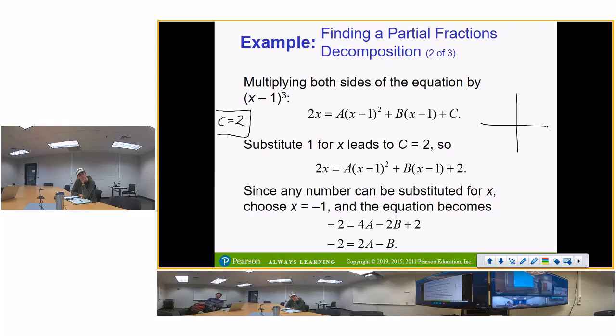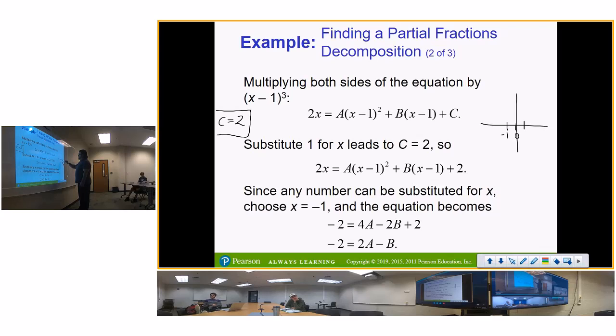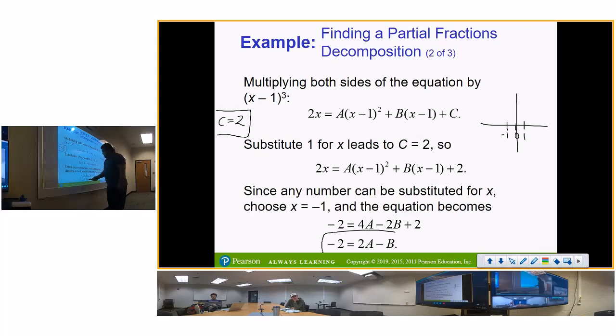What are the 3 easiest numbers to work with? -1, 0, and what? 1. So that's where they're coming up with that. -1 will give us C is equal to 2. Okay, they already did that right there. Since any number can be substituted for x, we choose the next easiest number, which is -1. And they did that, and they get this, which is not really going to help us, but I thought they were going to use the quadratic equation. I thought they were.